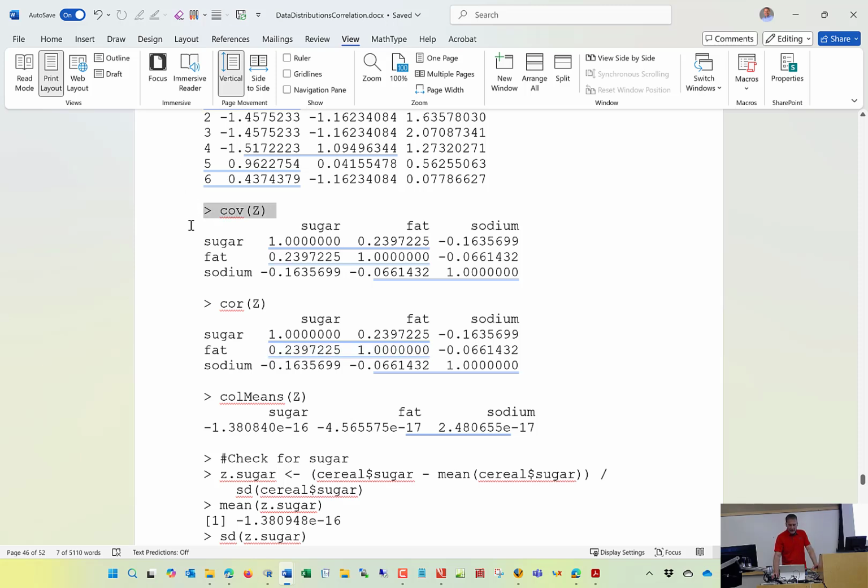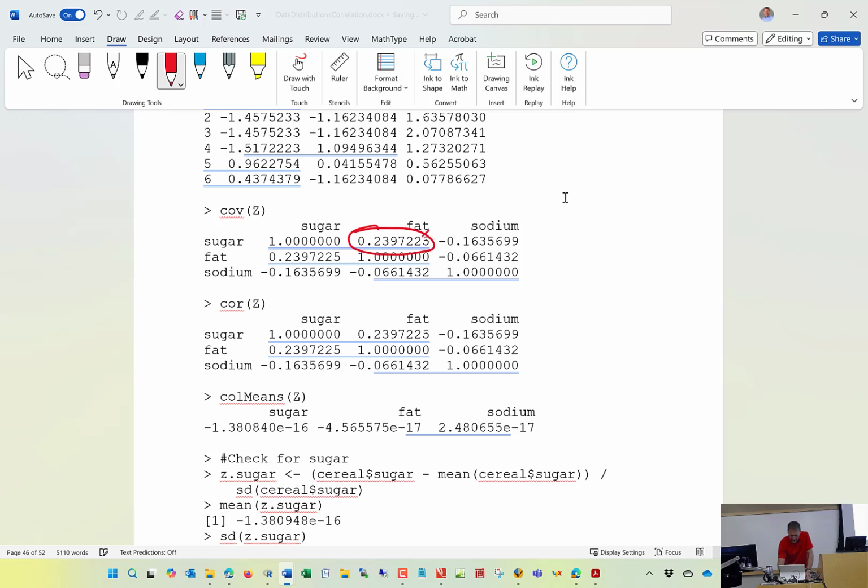I could also find the estimated covariance matrix of these standardized values as well. And to do that, I use the cov function that we talked about last time. So it's the estimated covariance. 0.2397 is the estimated covariance of, I'm going to use some informal notation here, let's say Z sub sugar, comma, Z sub fat. 0.2397.